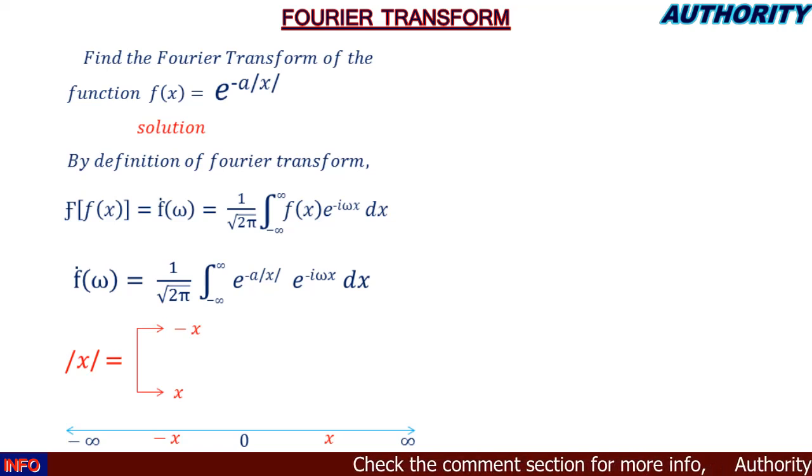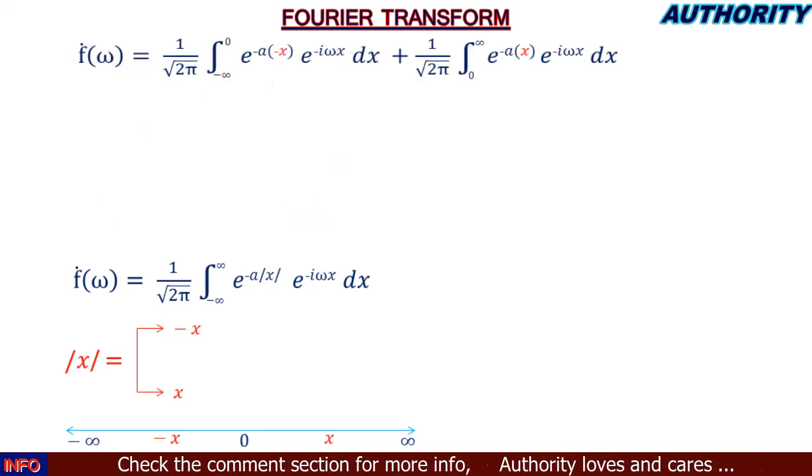So that means we are going to find the Fourier transform from negative infinity to 0. That is when x is negative. And then again from 0 to infinity, that is when x is positive. Now let's go. The Fourier transform of omega, we say, is equal to 1 all over square root of 2 pi. The first part is the integral from negative infinity to 0.